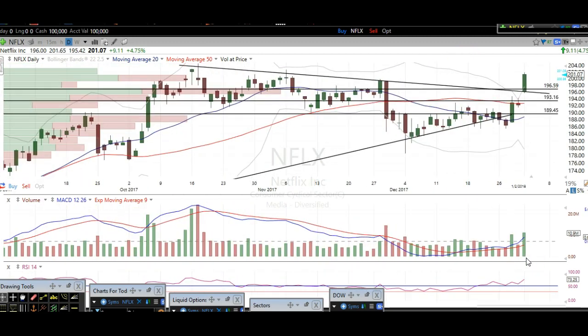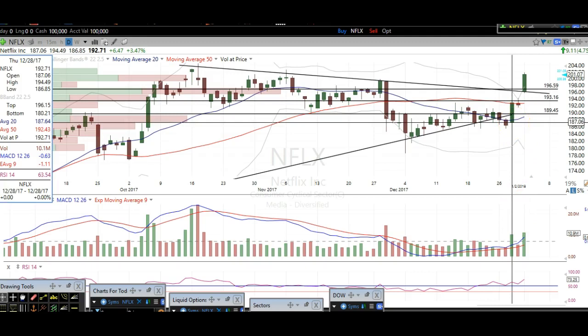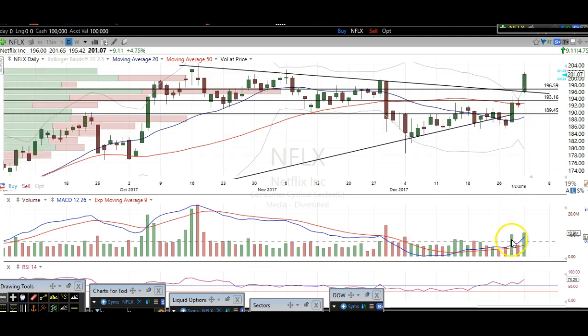The other thing I like too is that the last couple days here we're on some heavy volume. So you had this candle right here, big volume right there, and then the next day after that, on this breakout today, you see heavy volume right there. So that's really nice as well for Netflix.